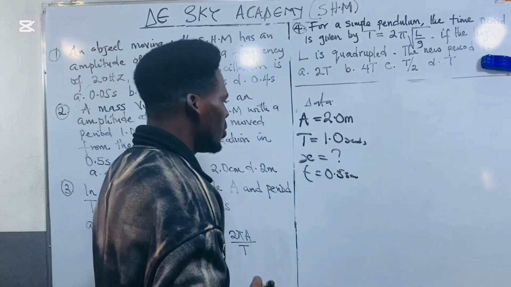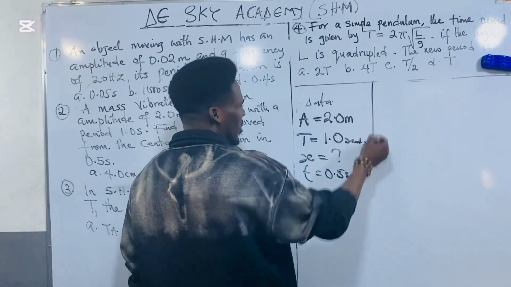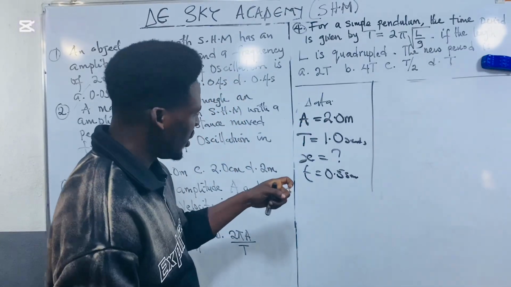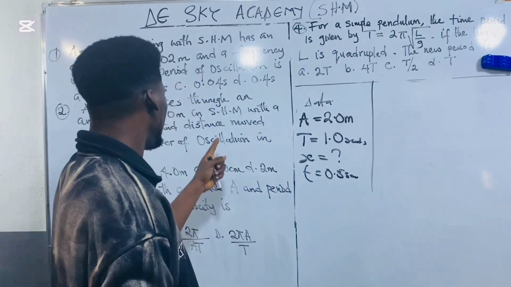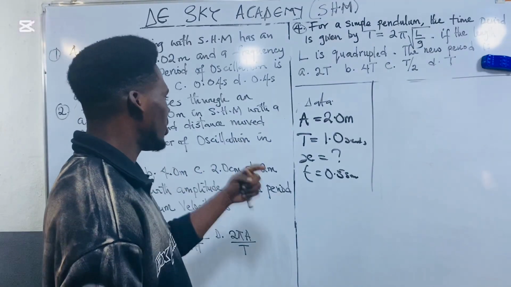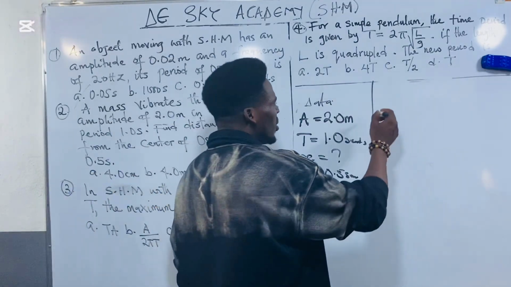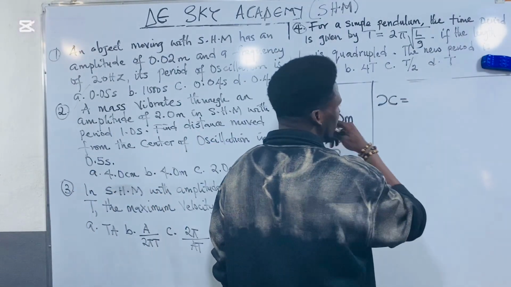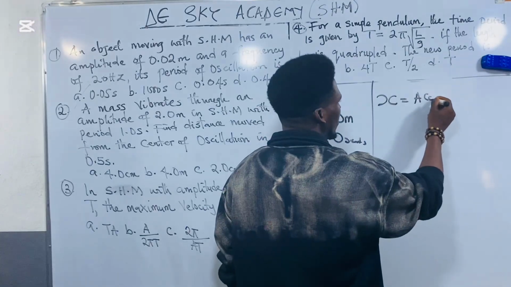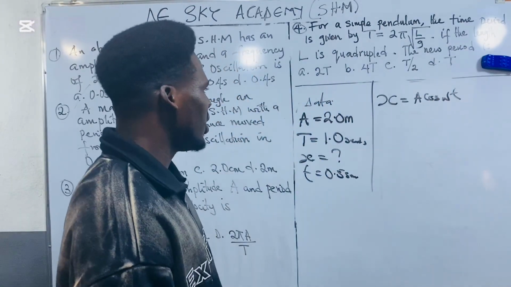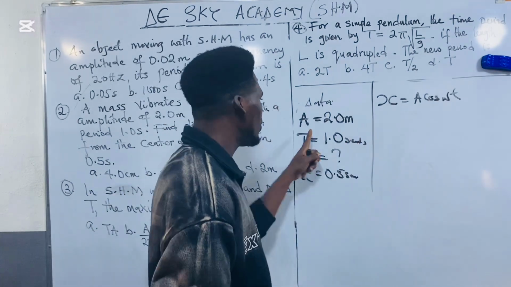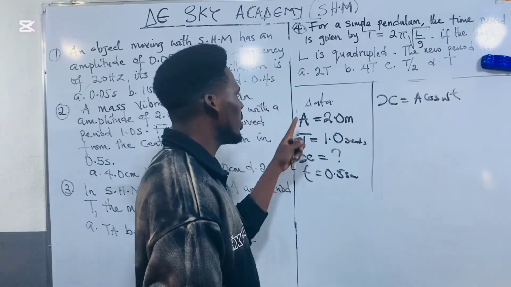So what formula are we going to apply? You remember they gave us A, they gave us T, and we're looking for the horizontal component, which is the distance moved from the center of oscillation, right? So the horizontal component, which is S, is equal to A cos omega t. A cos omega t. Did they give us amplitude A? They gave us A.